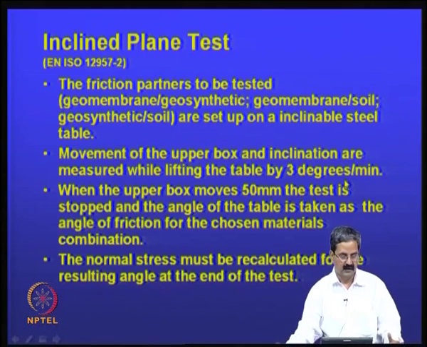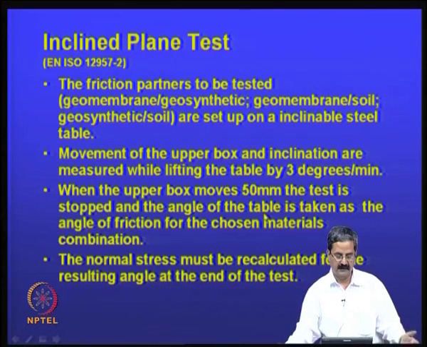Say for example a particular box is kept, and the angle of the table is slightly changed. You try to see the movement of the upper box and its inclination, and both are measured. When the upper box moves 50 mm, the test is stopped and the angle of the table is taken as the angle of friction for the chosen material combination. So whenever the box moves about 50 mm, we stop the test, and the angle at which the table is inclined is taken as the angle of friction for the materials. So that is very important.